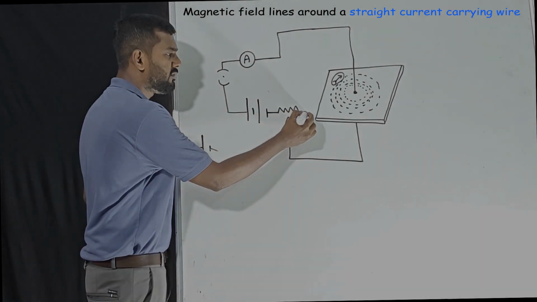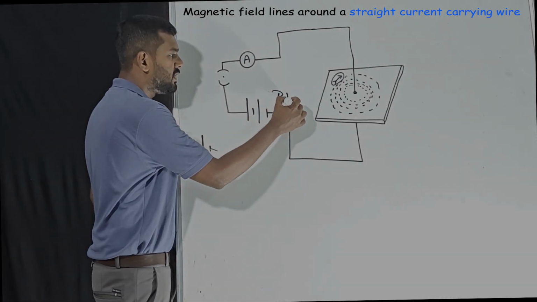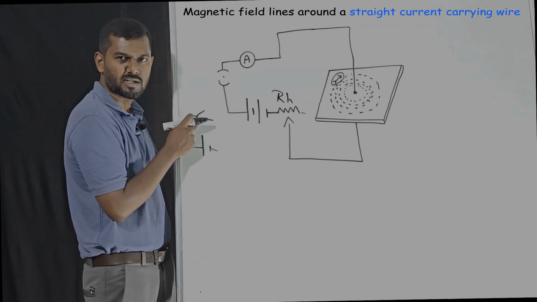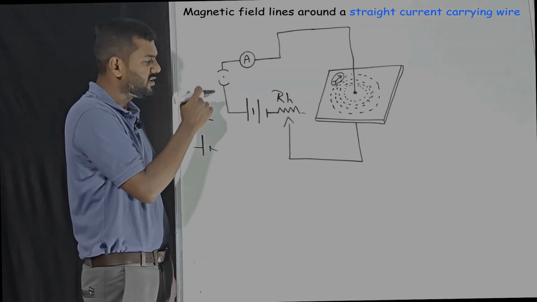And we know the function of the rheostat, correct? RH. And initially we used a symbol like this. That is a switch, correct? This is also a switch. The function is the same.